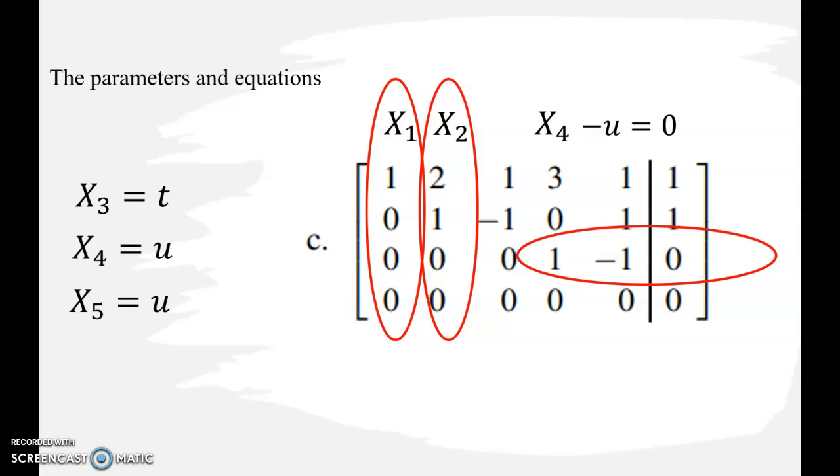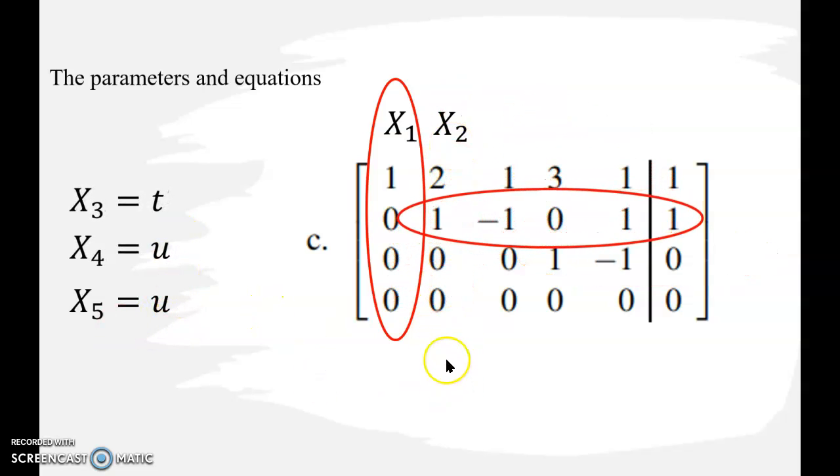So basically this means x4 is also a parameter. Parameters are where we say, okay, I'm just going to pick a number like t equals 100 and u equals negative pi. It can be any number I want. It's just going to be a number that's assigned. It's going to change as x5 does. They're matched.